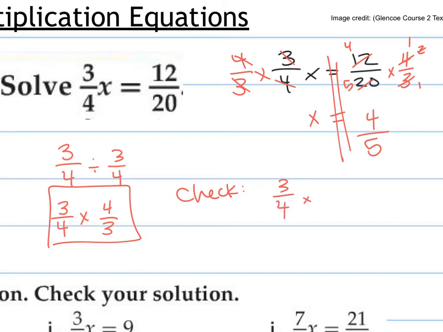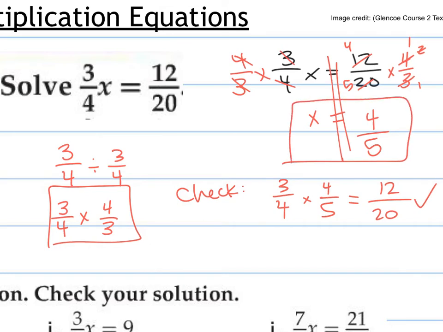If we were to check this, 3/4 times 4/5, well, 3 times 4 is 12. 4 times 5 is 20, remembering back to our fraction rules. So x equals 4/5. So anytime you're given a fraction, take the fraction and flip it, and that's what you're going to multiply both sides by.